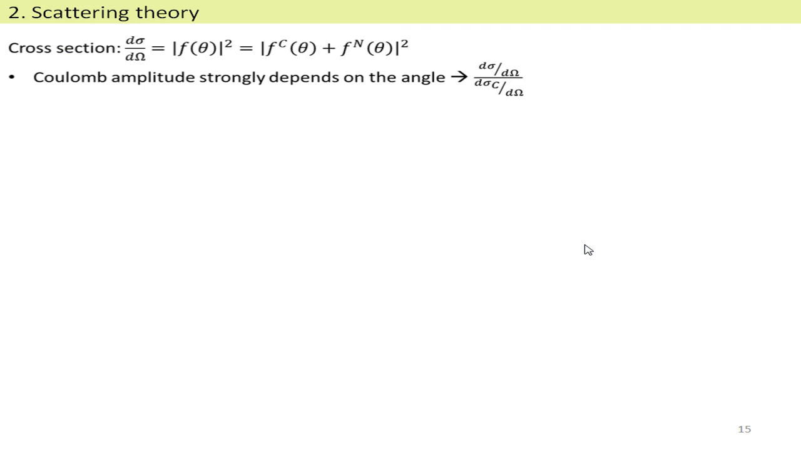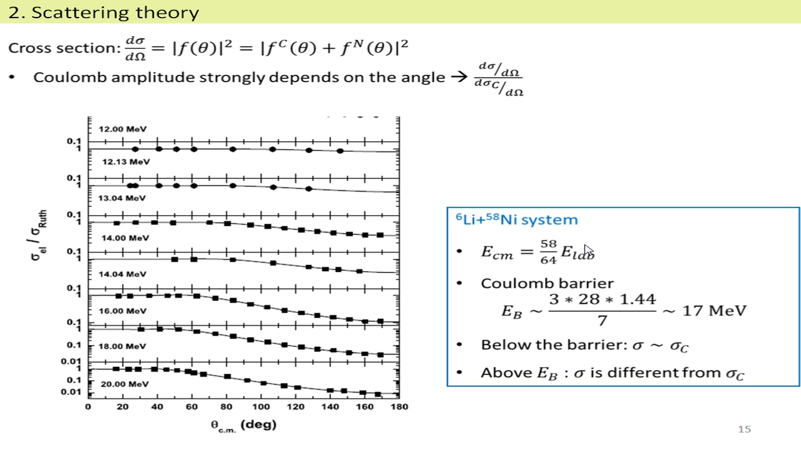So, well, as this cross-section strongly depends on the angle, usually one provides a plot of the elastic cross-section divided by the Rutherford. And this is an example with the lithium-6 plus nickel system. And you see that when you increase the energy, there is a departure from the Coulomb behavior, which is more and more important. Here it's very low energy, so the ratio is 1. So it means that it's essentially Coulomb. And when you increase the energies, you have departure from 1.